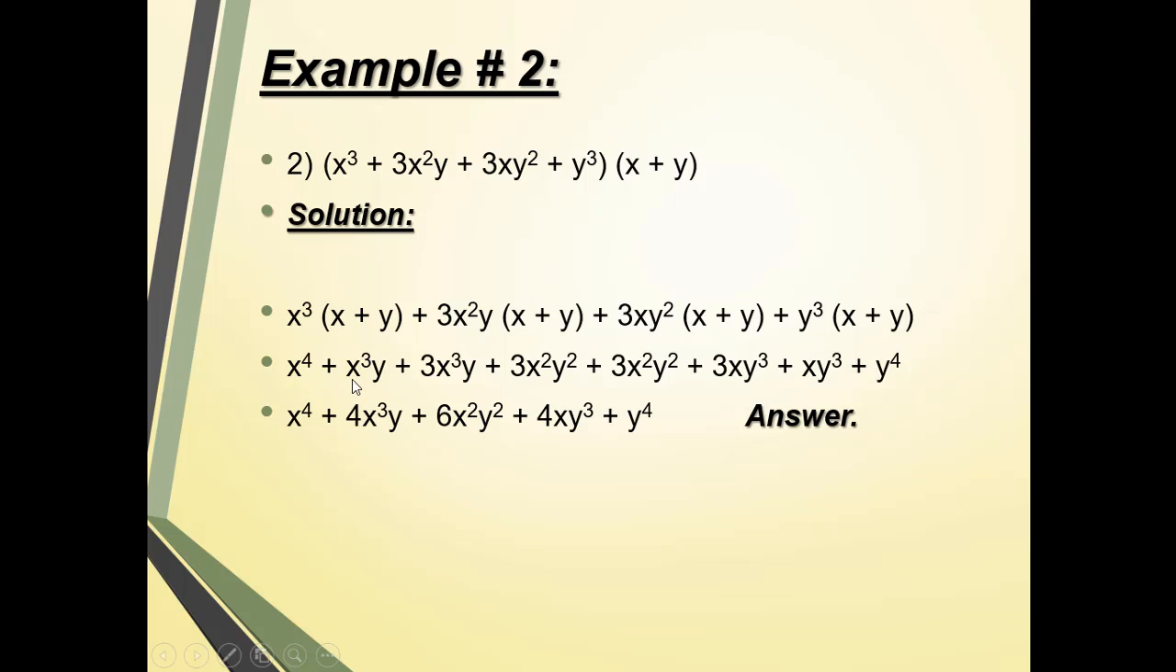And secondly, the coefficient of this x cube y is 1, and the coefficient of this x cube y is 3, so we need to add them. 1 plus 3 is 4x cube y. Similarly, 3 plus 3 is 6. Similarly, 3 plus 1 is 4, and we do not have any other family of y or the family of y to the power of 4. So this is our final answer for this question.